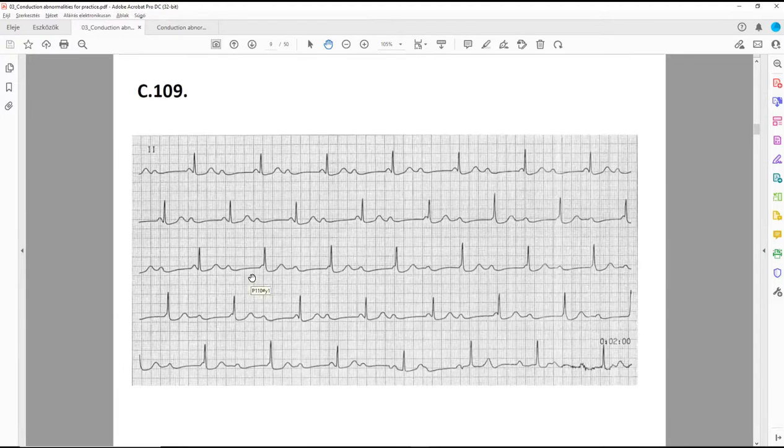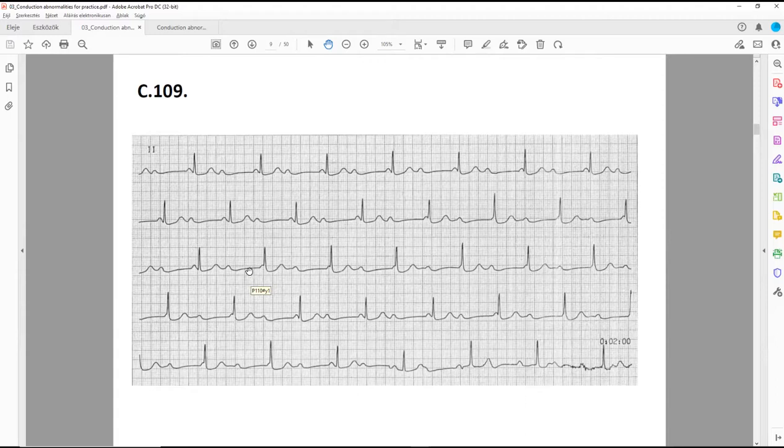That's a good one. It looks rhythmic, and when I calculated the beats, I got around 50 beats per minute, so it's bradycardic. It has a normal axis. We see that every second P wave is conducted, so I think it's going to be a 2 to 1 AV block.